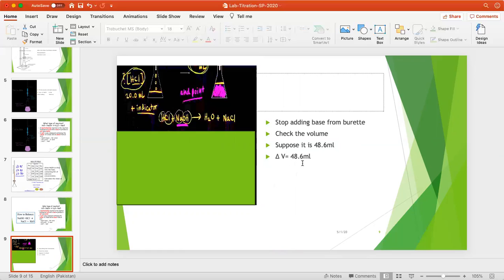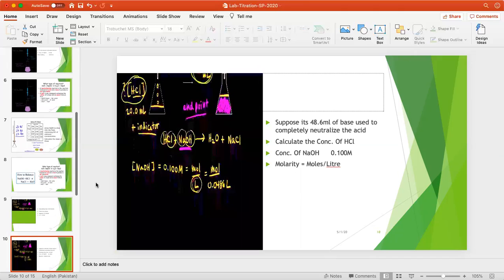Delta V means change in the volume. Starting 0 tha और end हुआ 48.6 पे. Now we calculate the concentration of HCl by using this figure. Okay. Starting with the concentration of sodium hydroxide, we know that we started with. तो सबसे पहले हम sodium hydroxide की calculations करेंगे, उसके बाद जो आंसर आएगा उसको पुट करेंगे HCl के लिए.